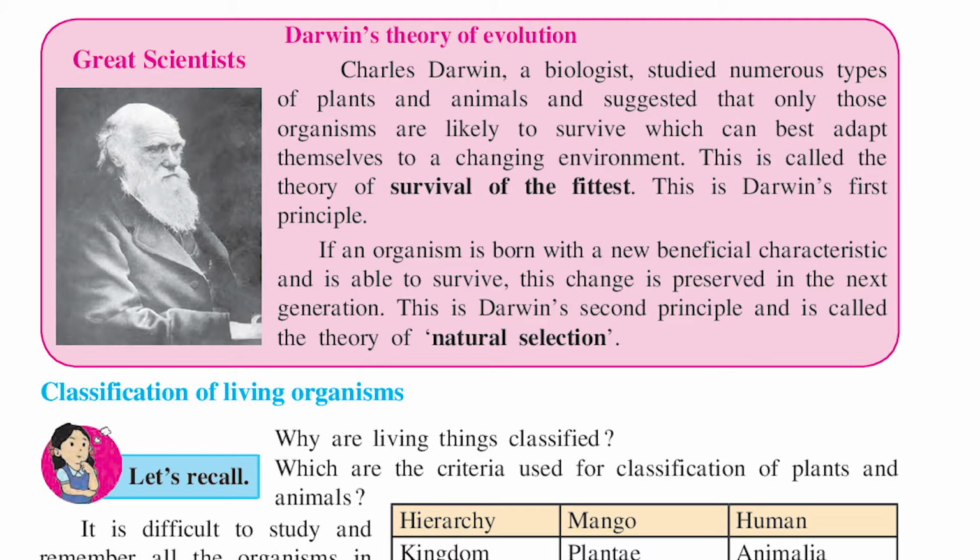If an organism is born with a new beneficial characteristic and is able to survive, this change is preserved in the next generation. This is Darwin's second principle and is called the theory of natural selection.